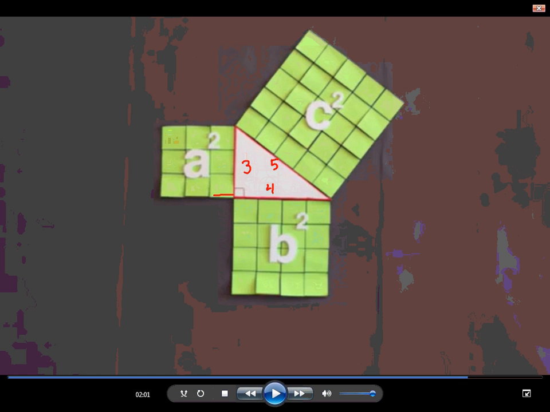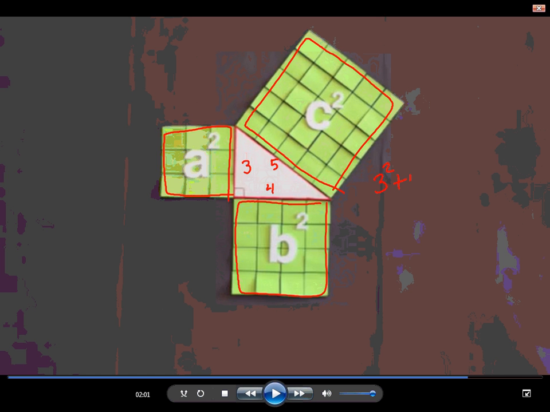Notice this is a perfect square right here, 3 by 3. Notice this one's a perfect square, 4 by 4. And notice this one's also a perfect square, 5 by 5. Okay. It didn't matter what size we used. The only thing that we did have to make sure is that those sides made a right triangle.